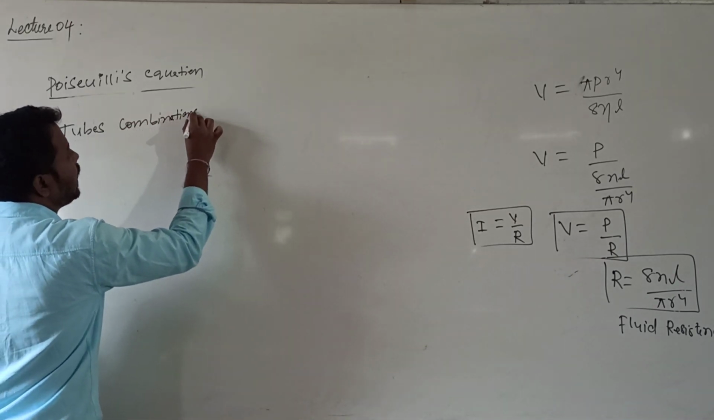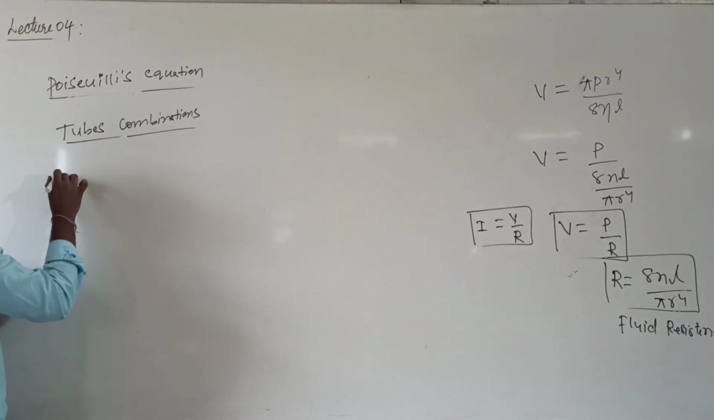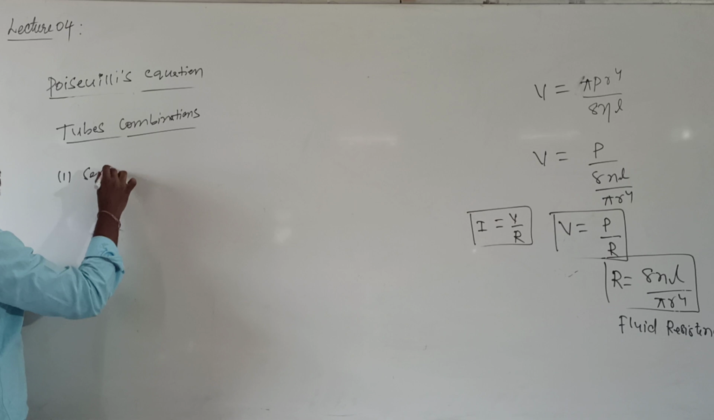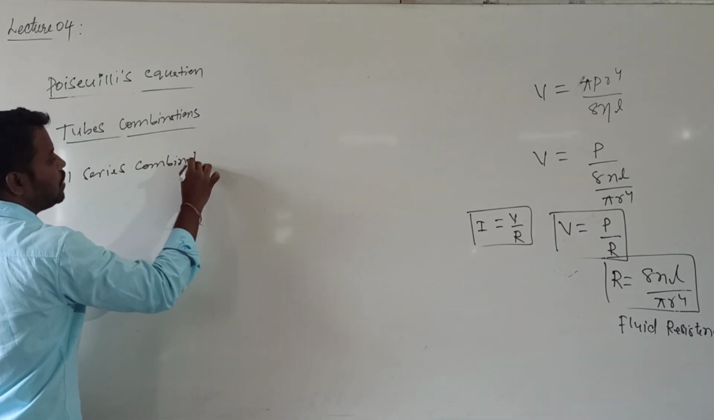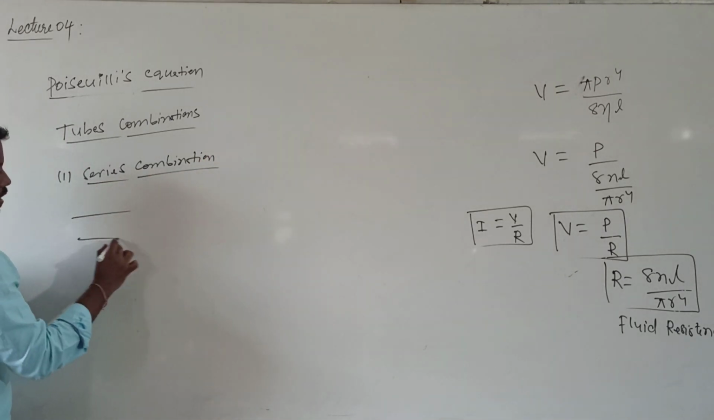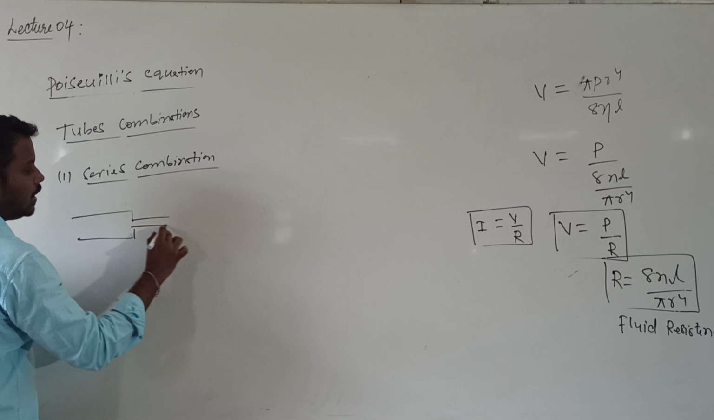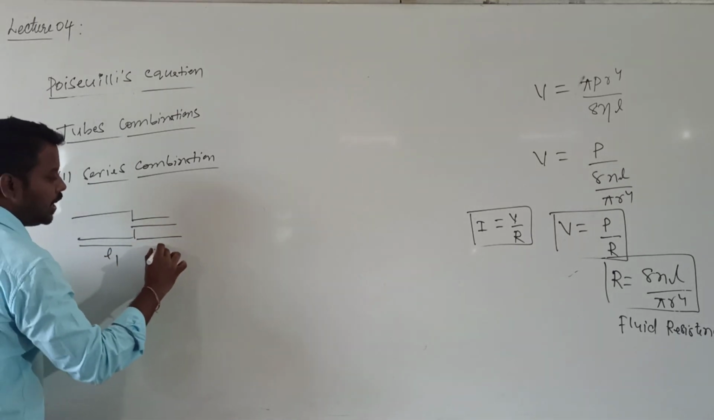Tubes, or capillary tubes, can be combined in two ways. The first combination is the series combination. Let me consider two tubes: this is one tube and here is another tube. The first tube has length L1, and the second tube has length L2.